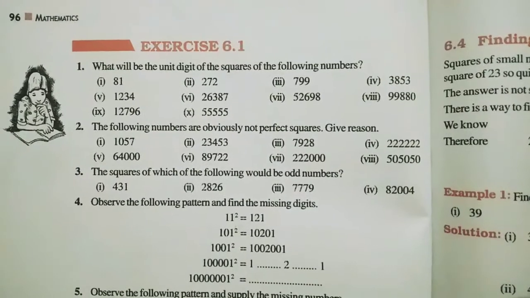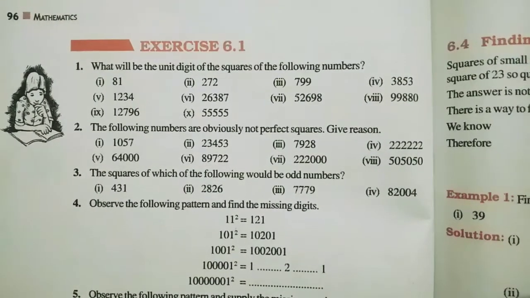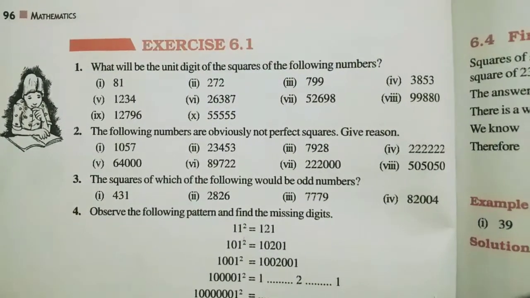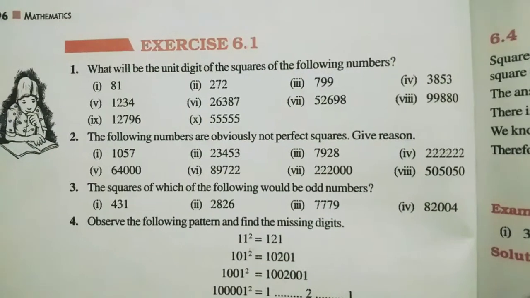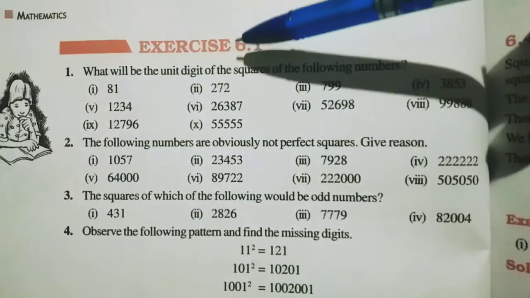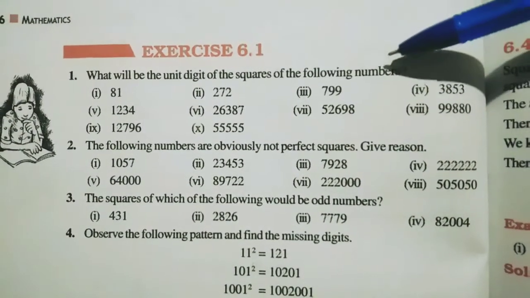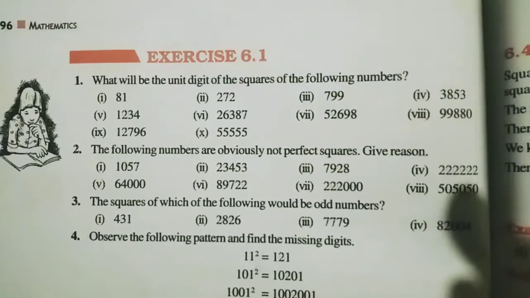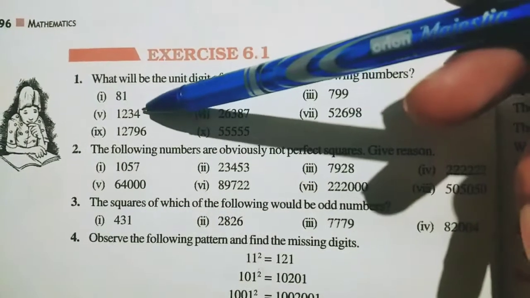So we are doing squares and square roots. Today in this video we will start Exercise 6.1. What is the first question? What will be the unit digit of the squares of the following numbers? That means here the square number is given.